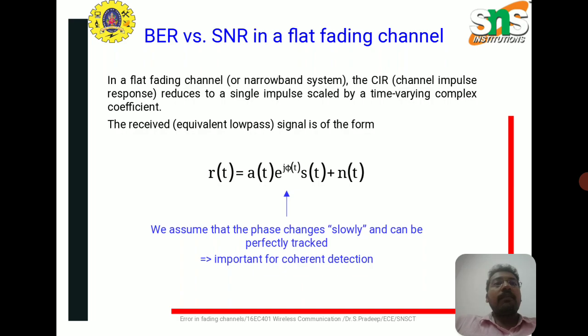In a flat fading channel, the channel impulse response reduces to a single impulse scaled by a time varying complex coefficient. The received signal is of the form r(t) equal to A(t) e power j psi(t) into s(t) plus n(t). We assume that the phase changes slowly and can be perfectly tracked. This assumption is important for coherent detection.